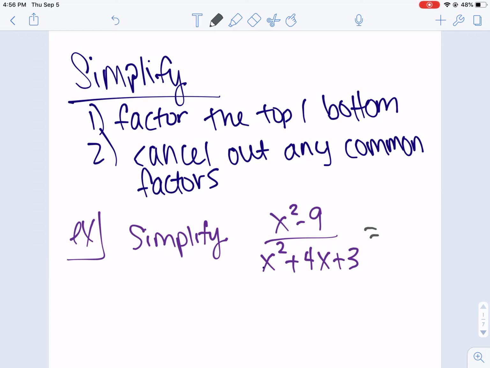I'm going to factor the top using difference of squares. So that's what DS stands for. The square root of x squared is x, and the square root of 9 is 3. So that top is going to end up factoring to x plus 3, x minus 3.